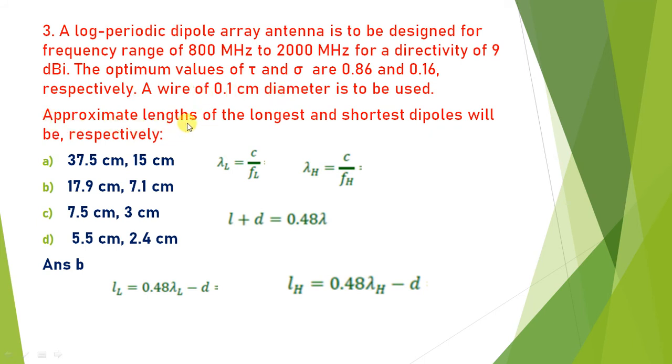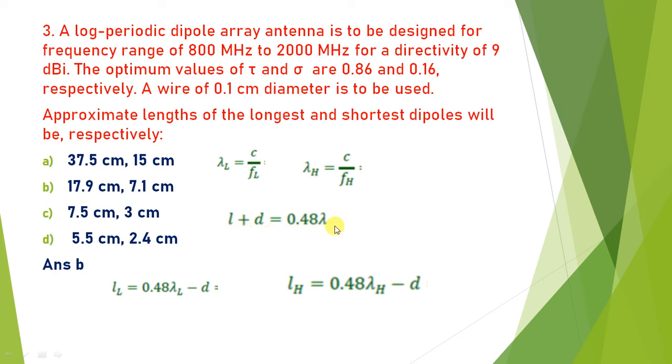First question is, find out the length of the longest and shortest dipole. This is the wavelength corresponding to the smallest dipole, and this is the wavelength corresponding to the longest dipole. So lambda L is equal to C divided by FL, and lambda H is equal to C divided by FH. C is the velocity of light, 3 multiplied by 10 to the power 8 meter per second, and FL is the lower frequency, which is 800 megahertz. Similarly, FH is 2000 megahertz. So you calculate lambda H and lambda L.